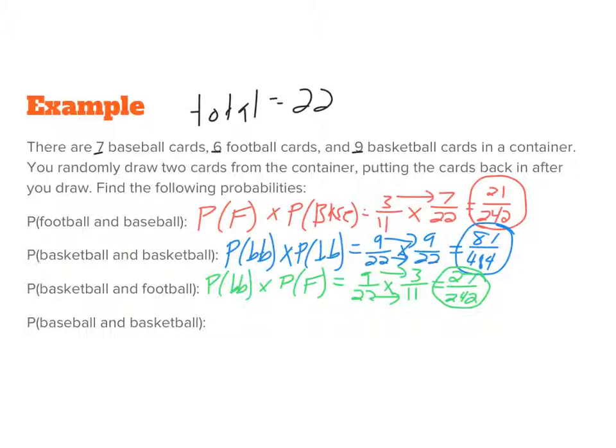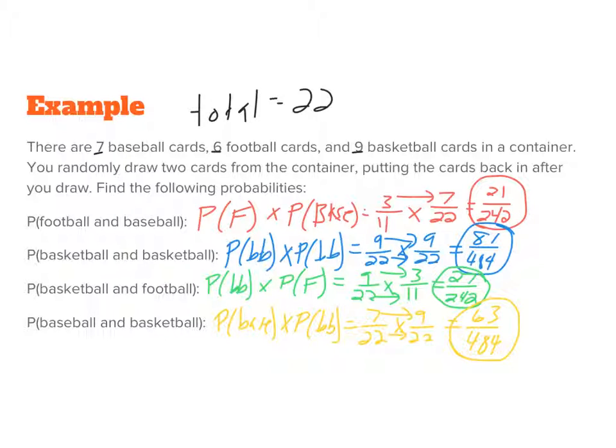For our last one, we're doing the probability of baseball and basketball. So the probability of baseball times the probability of basketball. I know both of these again. Baseball is 7 over 22. Basketball is 9 over 22. So I multiply straight across there. 7 times 9 is 63. 22 times 22 is 484. My probability is 63 over 484.